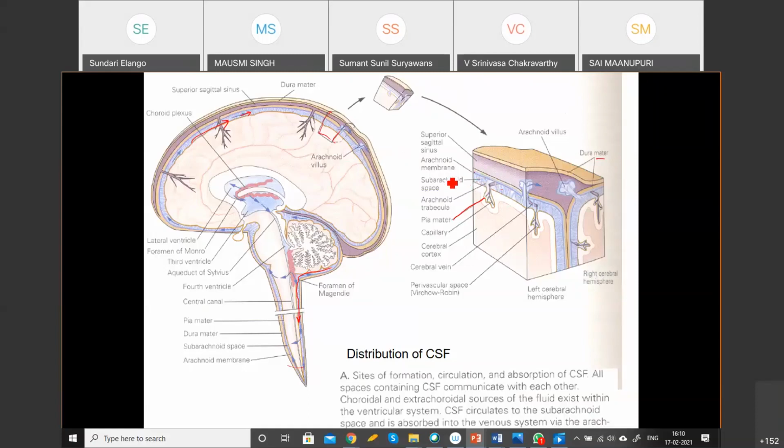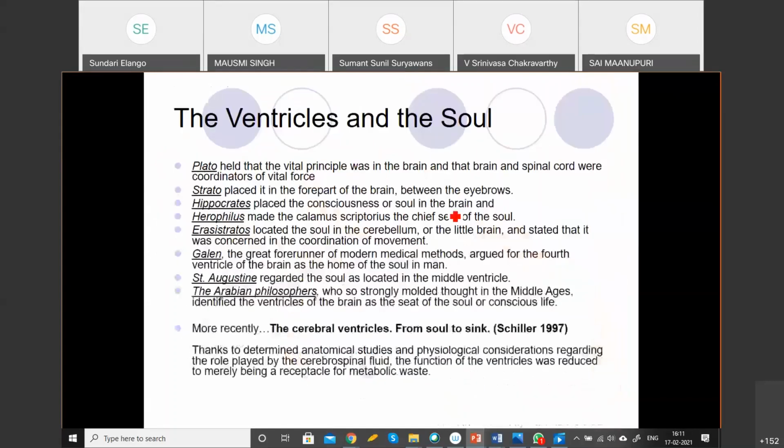So these 3 are called meninges. That is the dura mater, pia mater, and the arachnoid membrane, which is right here. And these 3 together are called the meninges. There's a disease called meningitis, which is an infection of these meninges. So these are the ones that are involved in meningitis. Okay, so that gives you an idea of how the CSF goes around.